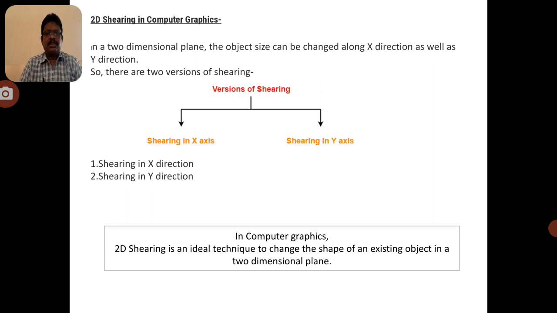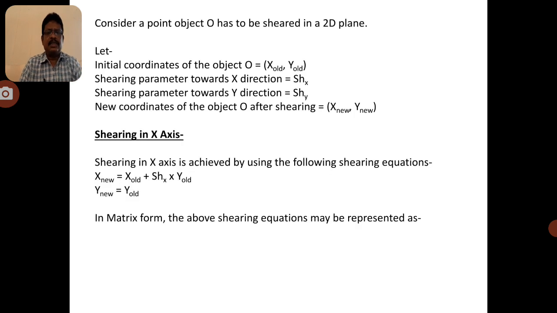There are two versions of shearing: shearing in the x-axis and shearing in the y-axis. Now you have to consider the initial coordinates. This is similar to the previous one, but the only change here is that the shearing parameter towards the x-axis and the shearing parameter towards the y-axis are given with the notations SHX and SHY. SHX denotes the shearing parameter towards the x-axis, and SHY denotes the shearing parameter towards the y direction.